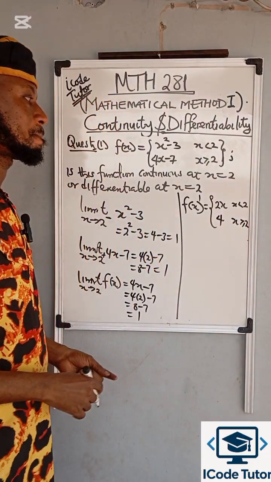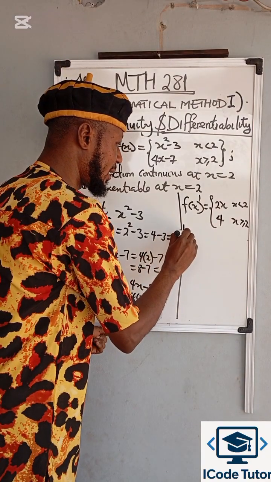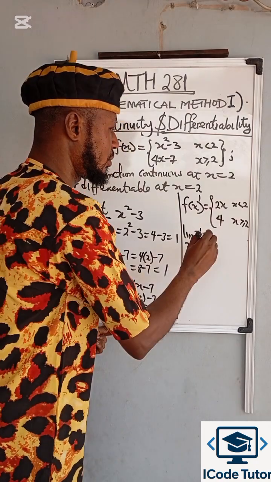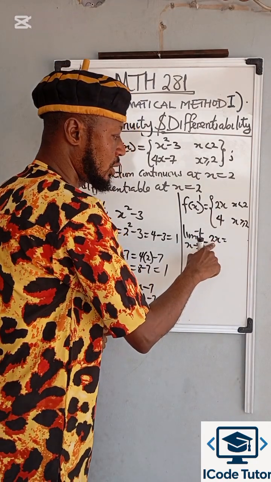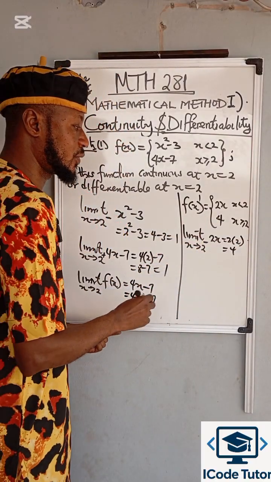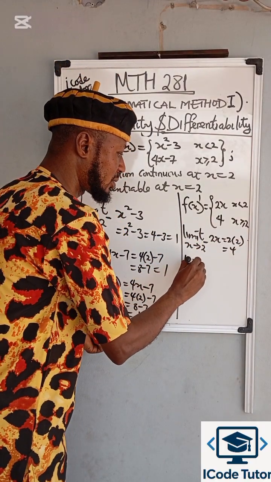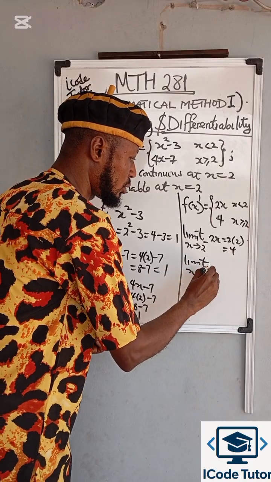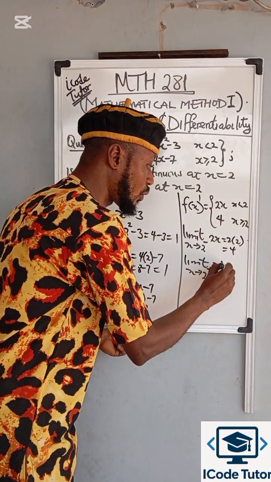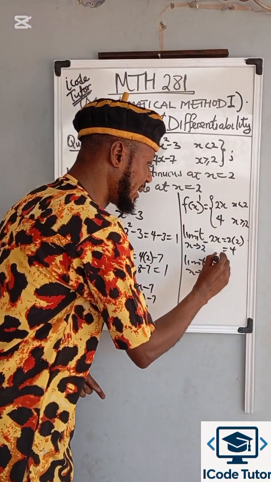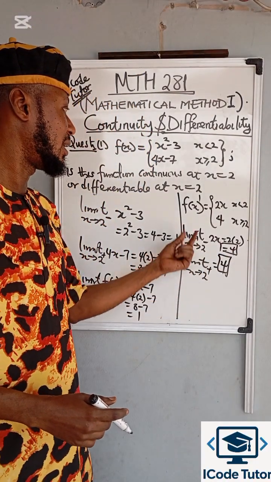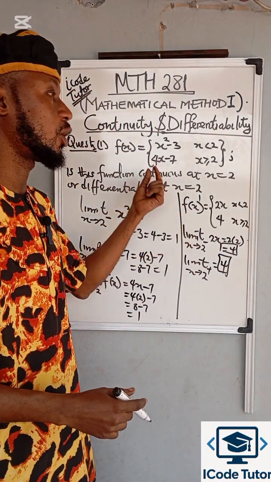Now from here, we need to find both sides. As x tends to 2 at the left side, this is 2x, so 2 multiplied by 2 equals 4. Now let's look at it from the other side. Limit as x tends to 2 from the right side, this one doesn't have x, so we have 4. That means that it's differentiable at both sides. That means that this determines the differentiability and the continuity of a function.